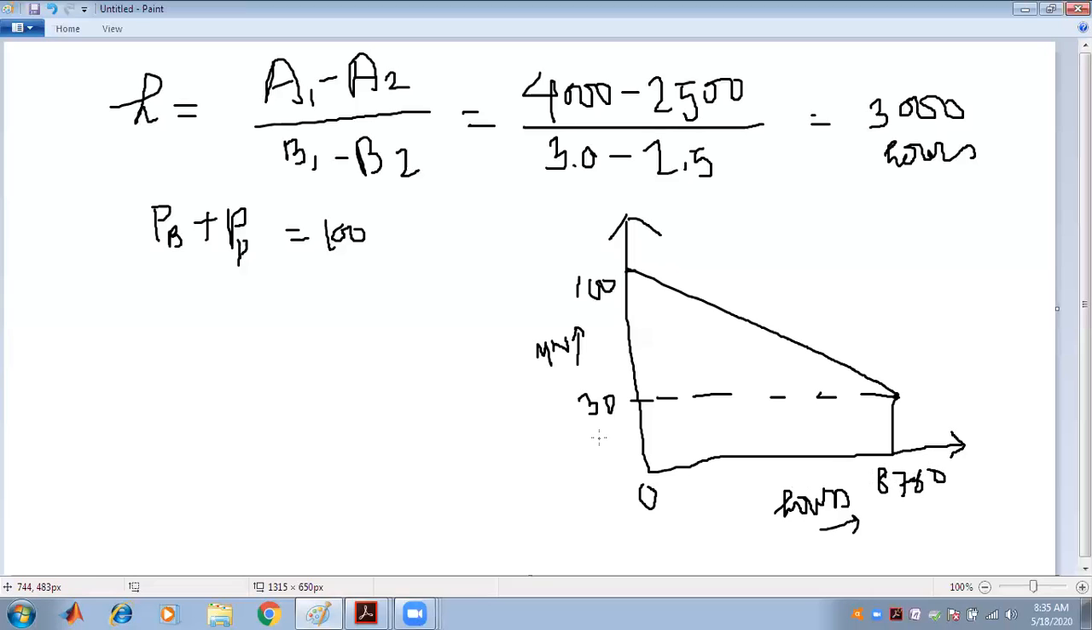The hours that we have found is 3000 hours for which the load is operating. So this is 3000 on our graph. I am drawing a perpendicular from here to the demand line. This is known as P_B, our base load.